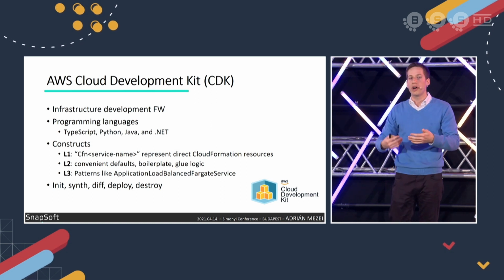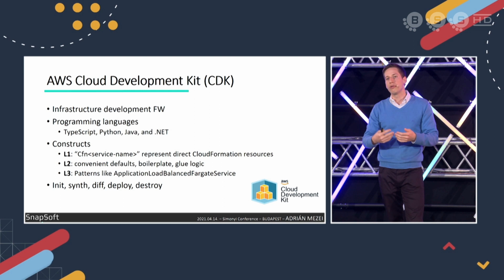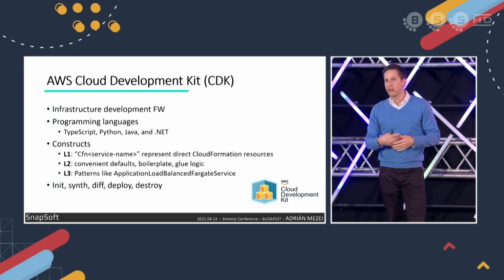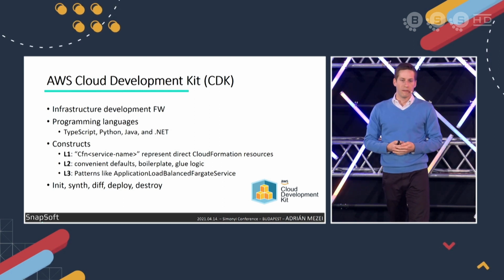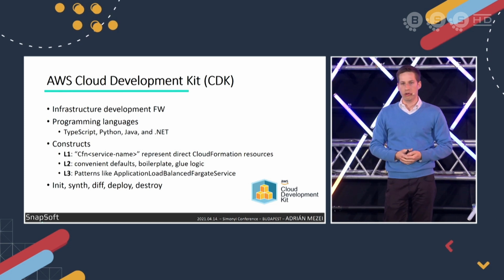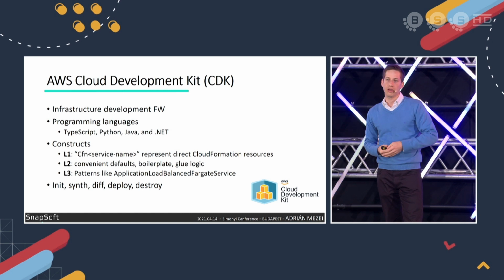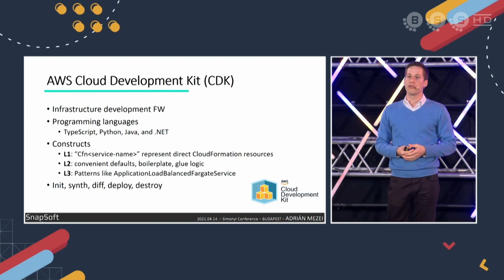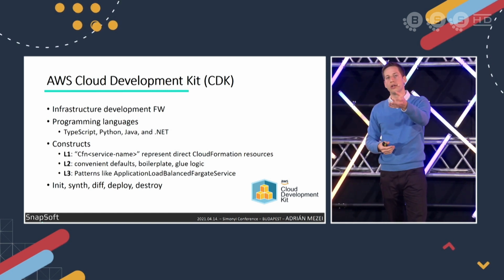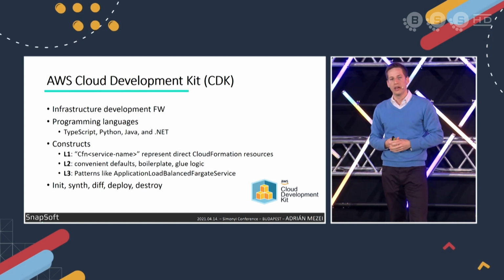But you don't have to write it in the first place. You only write, for example, TypeScript code, which is a more comfortable way to describe your infrastructure. So what is the advantage of CDK? It provides you 3 levels of constructs. It provides you a level 1, level 2, and a level 3 construct.